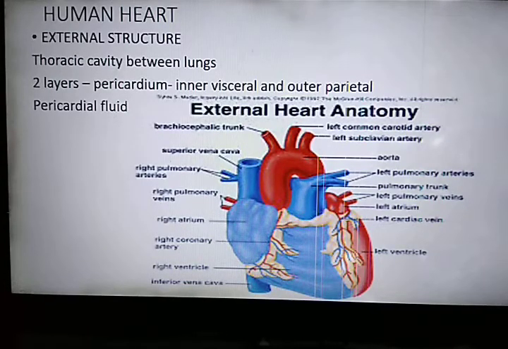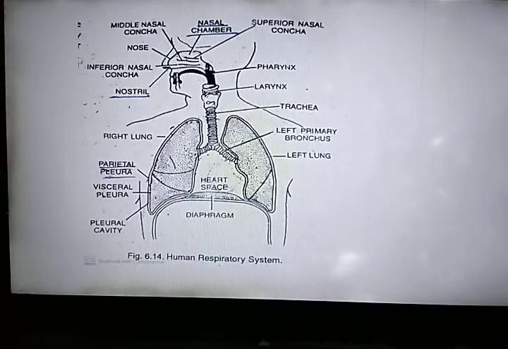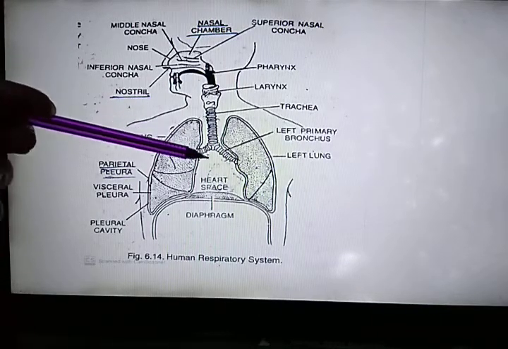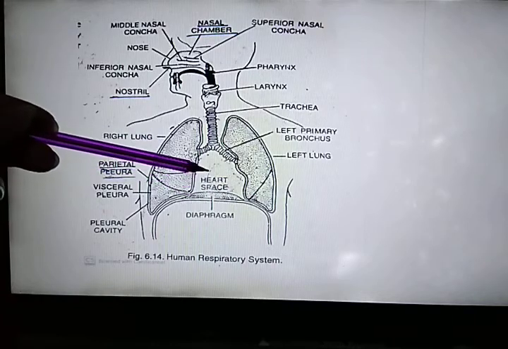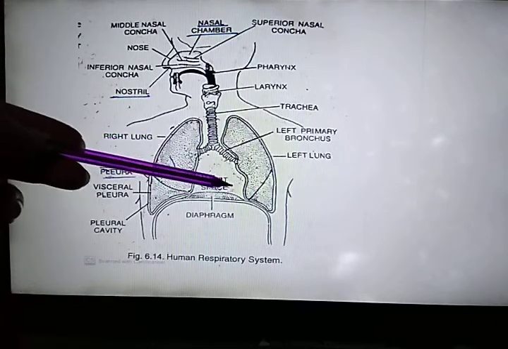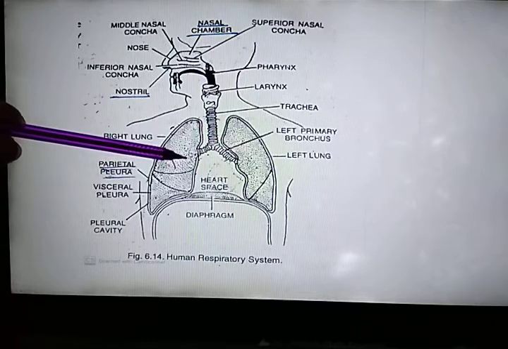So heart is derived from which layer during embryonic stage? That is the mesodermal layer. So that's why we say that heart is a mesodermal derived organ, and it is situated in the thoracic cavity. When we did the last chapter, structure of thoracic cavity, there we studied about a space known as the cardiac notch, which was present between the 2 lungs in the thoracic cavity.